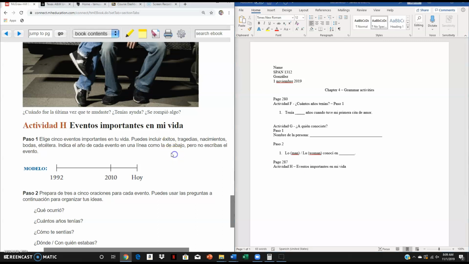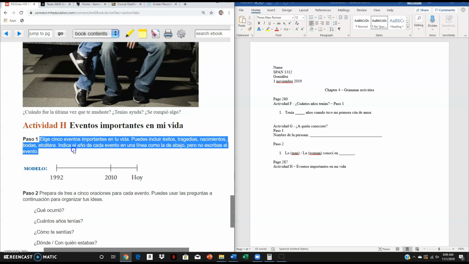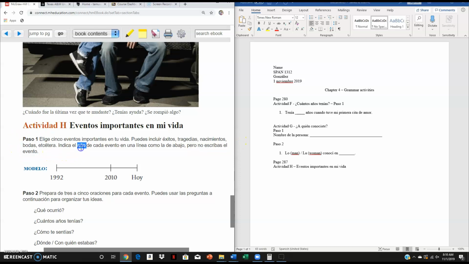All right, so in this activity, we have 2 steps. So this one says, paso uno, choose 5 events important in your life. This could include successes, tragedies, births, weddings, etc. Indicate the year that each event took place, but don't write the event. Okay, so for example, we have 1992, 1992, 2010, y hoy. So for paso uno, what I want you guys to do is write the numeric date. So write the numeral. Okay, so you'll insert the numeral there, and then I want you to write out the numeral in word form. So you should have 3 different years.